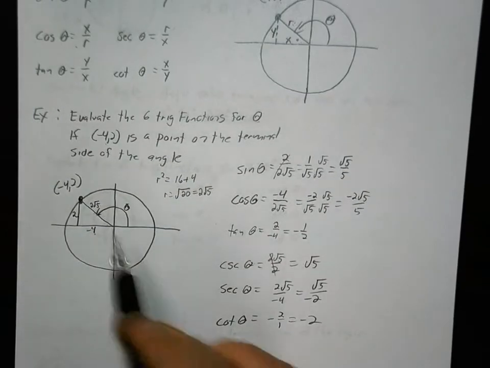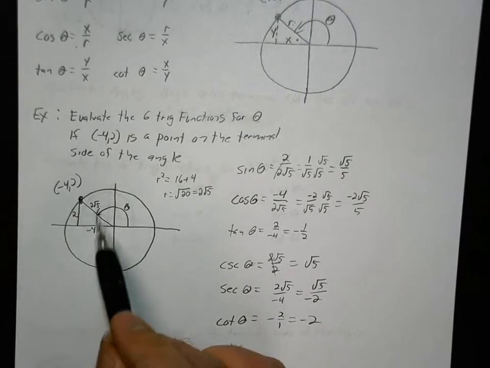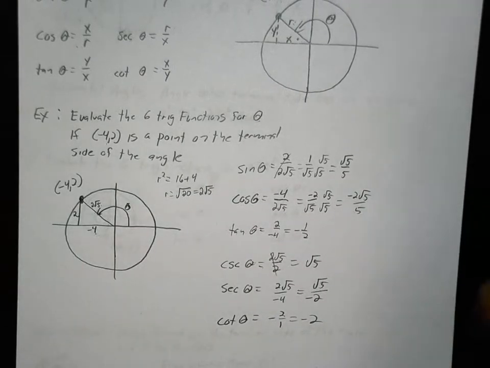So all we have to do there is locate the coordinate, estimate where it is on that circle, draw your triangle, find your hypotenuse, and you can write out all your ratios.